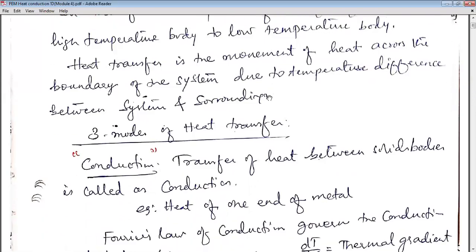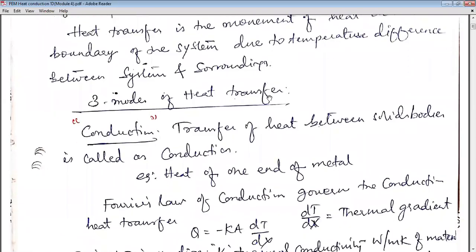There are three modes of heat transfer. You should be studying these things in brief. There is no detailed explanation required in this topic. We will be more focusing on how to solve problems on 1D heat conduction, one dimension only. It's not even 2D, 3D complicated problems. It's simple problems, just like you have solved 1D bar problems in structural applications. We'll be solving 1D heat conduction problems in thermal applications.